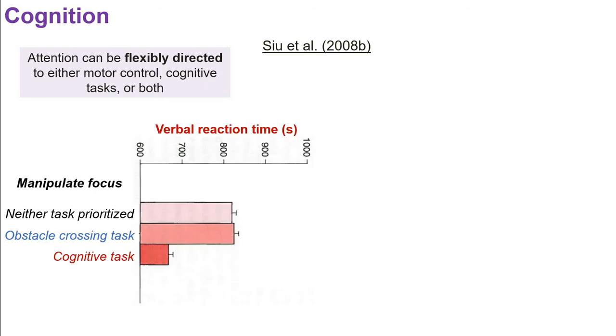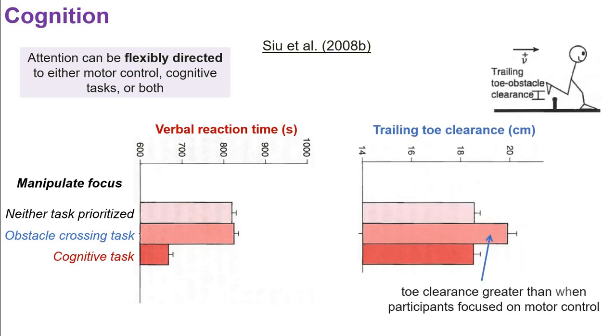Here we see the results for the cognitive task performance in this experiment. We see that if participants are instructed to prioritize quickly reacting to the auditory stimuli, that they're able to do this. Here we see the results for trailing leg toe clearance. We see that if participants are instructed to prioritize safely stepping over the obstacle, that toe performance is improved. So what we're seeing here is that people are able to flexibly reorganize their cognitive resources in a way that allows them to adapt themselves to the meaningful dimensions of the particular task and environment that they are interacting with.